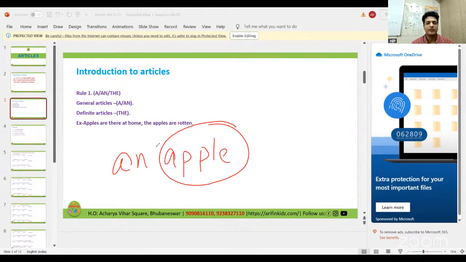But if we want to specify one particular apple, right? The apple I ate was rotten, right? So it becomes specific, right? So whenever we say something in a general sense, which is not definite, it is a general article. Whenever we want to specify, to pinpoint a particular noun or subject, it becomes definite.